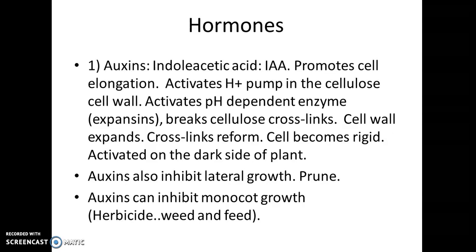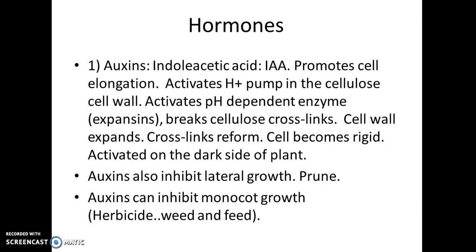So how does that happen? Well, the hormone will activate hydrogen ion pumps, which pump hydrogen ions into the cellulose cell wall. This activates a pH-dependent enzyme called expansins. The expansins break down the cellulose crosslinks. The cell wall expands when water enters. The crosslinks reform and the cell becomes rigid again.